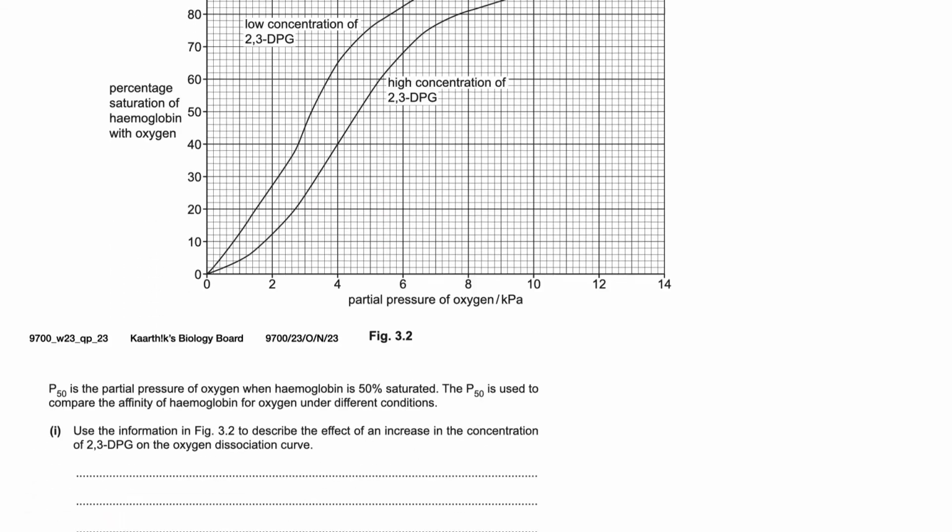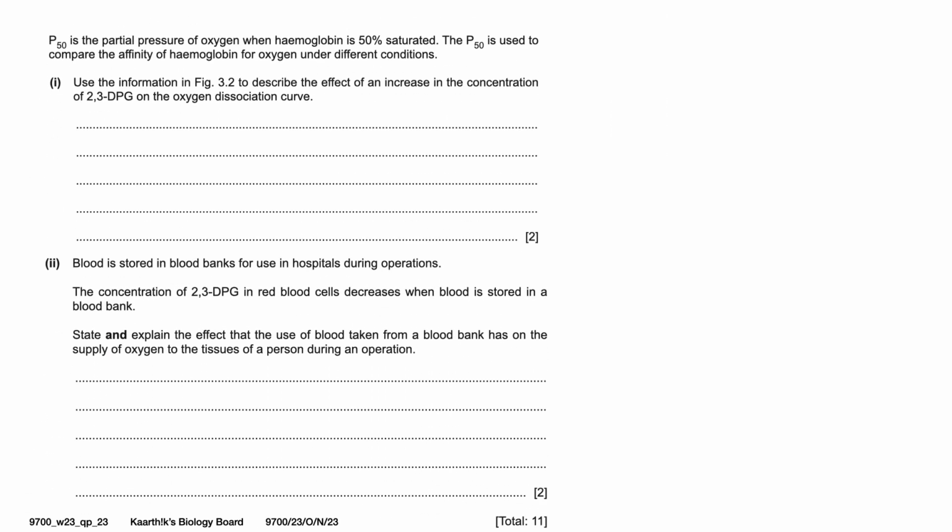So, questions. P50 is the partial pressure of oxygen when hemoglobin is 50% saturated. The P50 is used to compare the affinity of hemoglobin for oxygen under different conditions. Use the information in figure 3.2 to describe the effect of an increase in the concentration of 2,3-DPG on the oxygen dissociation curve. So the question asked here is very simple.